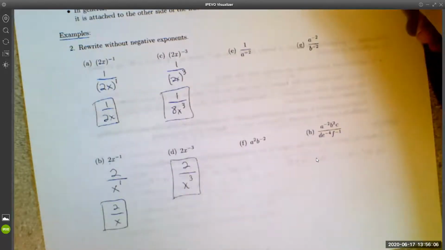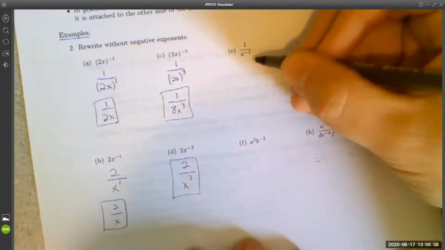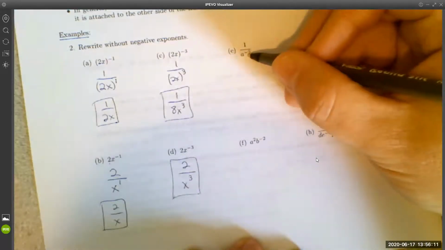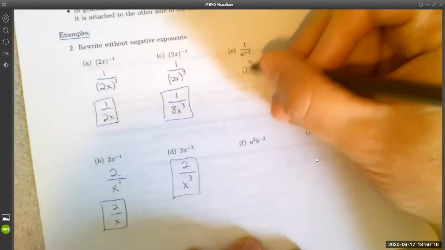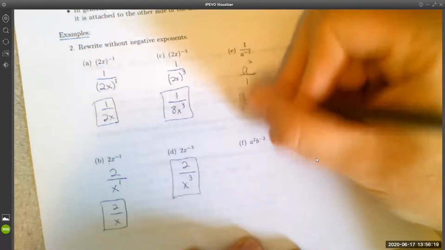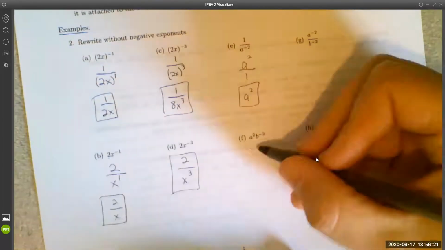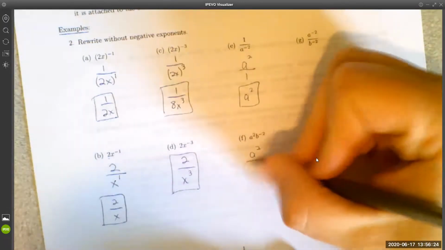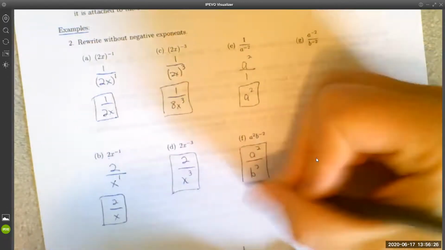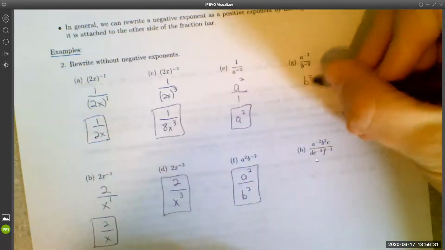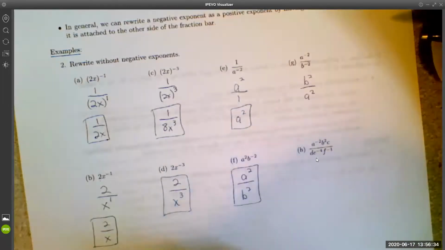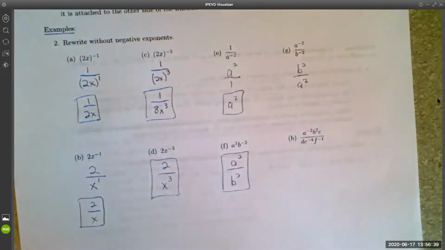Okay. 1 over a to the -2, we make this exponent positive by moving it to the other side of the fraction bar, so this is going to be a to the +2 over 1, or in other words, just a squared. In part F, a squared stays in the numerator, b squared goes into the denominator. In part G, they both swap places. Okay, and then to really test if you've got the idea, see if you can do part H. Give the video a pause and see if you can do it on your own.